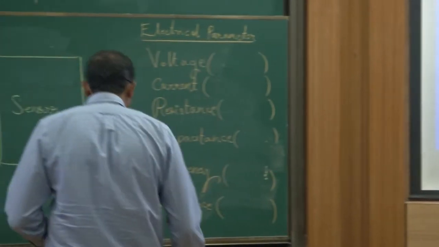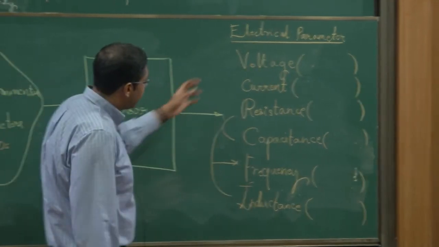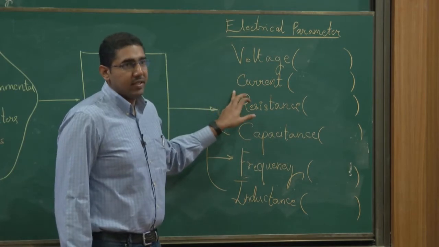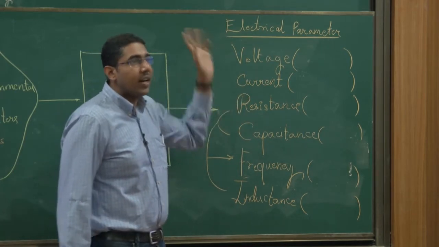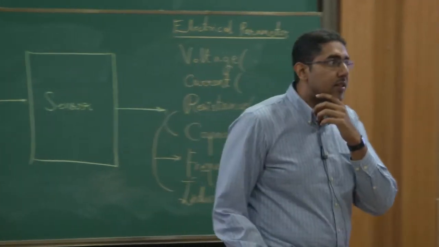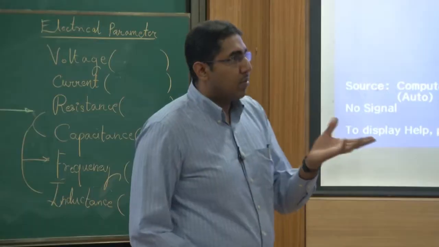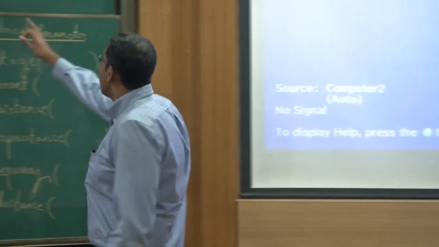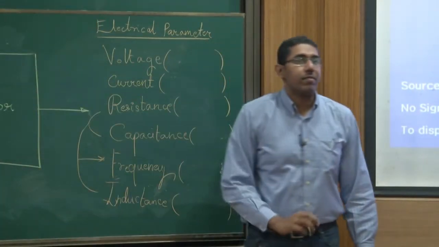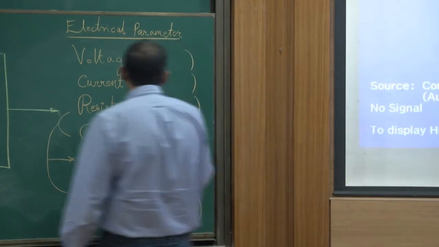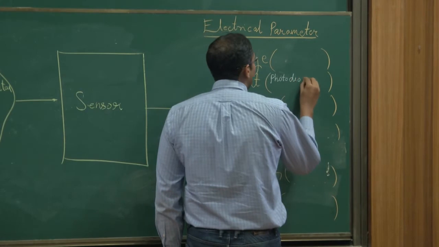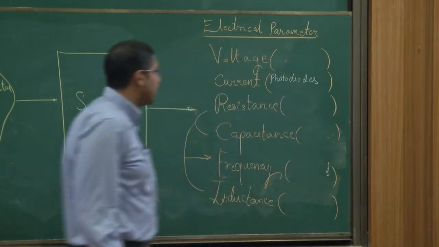So now the question is, what sensors give you these signals? Let's pick one of these. Current. Which sensors give you a current at the output? Thermocouples, for example, give a voltage. Among these, what do photodiodes give? They give a current at the output, right? Let's pick one example each.